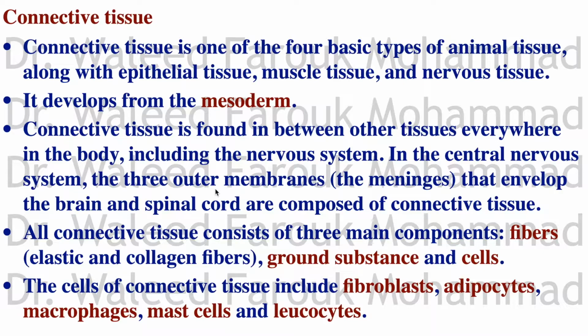The three major components of the connective tissue are the fibers, which are collagen and elastic fibers, cells of the connective tissue, which are the fibroblasts, adipocytes, mast cells, leukocytes, macrophages, all this in a ground substance that holds the fibers and the cells together. These are the components of the connective tissue.